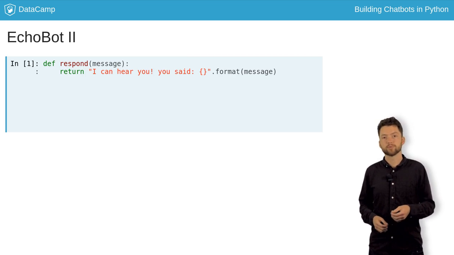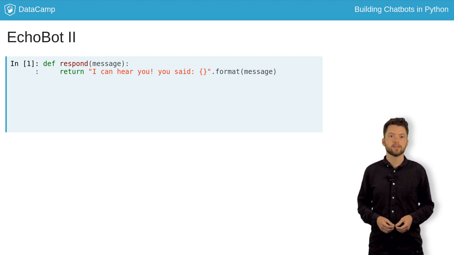To build an EchoBot, you need to define a respond function, which takes a message as an argument and returns an appropriate response. Here, we define a function using the keyword def, then the name of the function, then its arguments in parentheses, and then a colon. The body of the function is indented by one level. We specify the output generated by the function using the return keyword. If a function doesn't have a return statement, that means it returns a None.